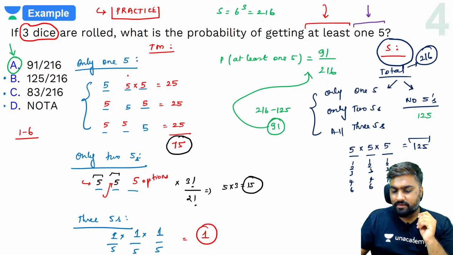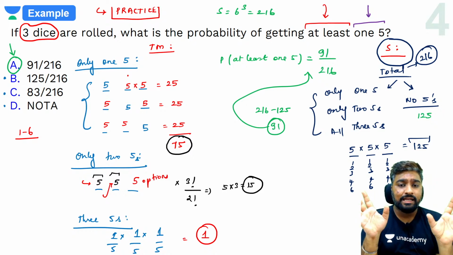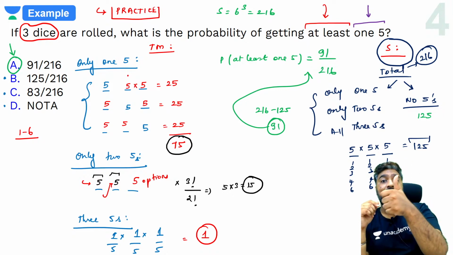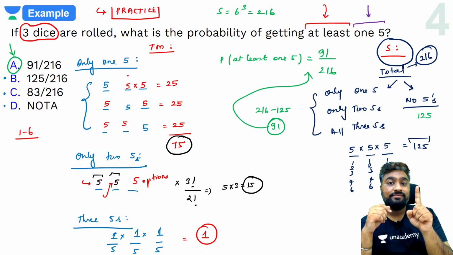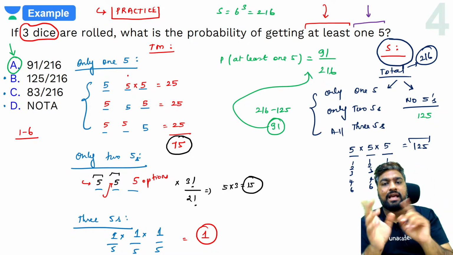Say yes if you've understood the shortcut method. It's very important that you have both in hand. Sometimes it happens that if we had, let's say, 6 dice rolled, at least 1 5, at least 2 5s, at least 3 5s, both methods will come in handy. Okay.